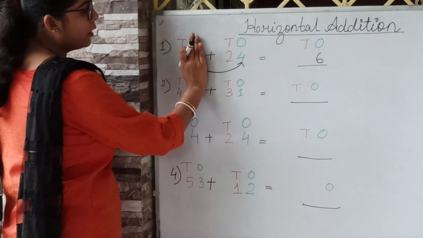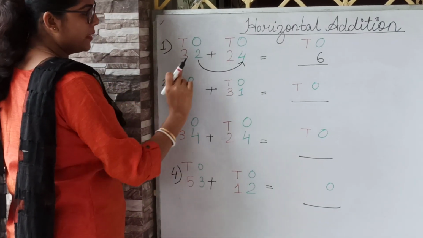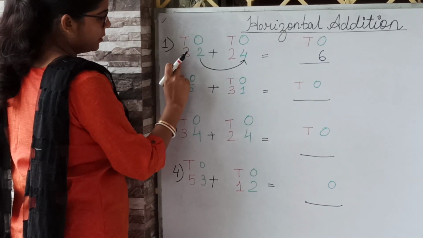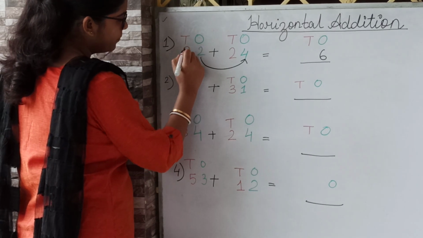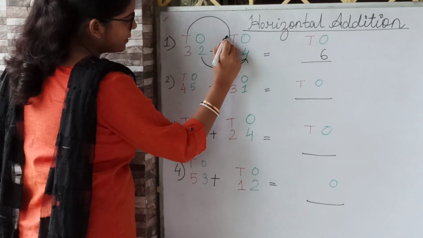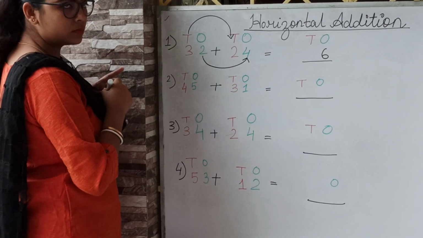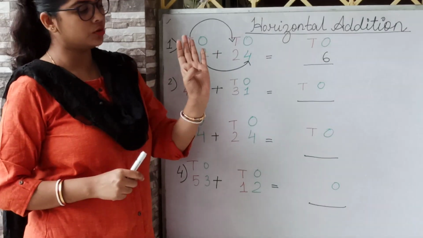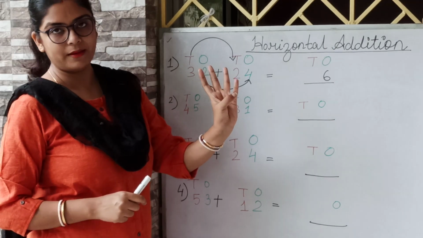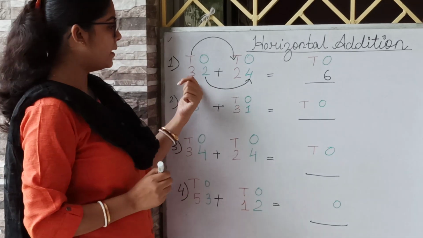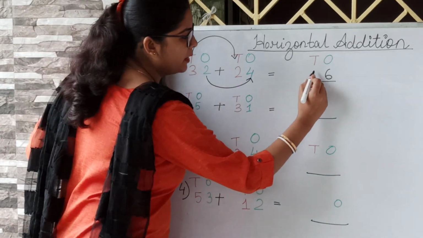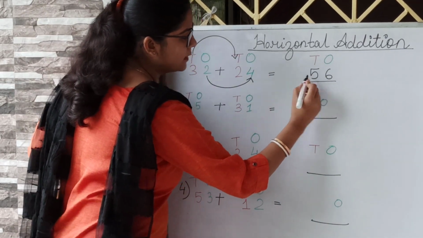Now we will forget about the digit in the ones place and we will go to the digits in the tens place. So take 3 plus 2. After 3, count 2 on the fingers. So 3, 4, 5. What is the answer? 3 plus 2, 5. This answer I will write in the place of tens.